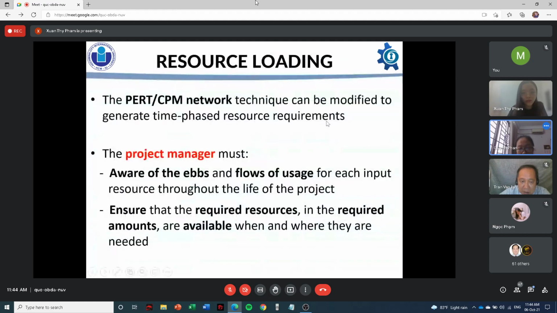Next slide, please. The PERT CPM, Project Evaluation and Review Technique Critical Path Method, what we have just learned in the previous slide, can be modified to generate time-phased resource requirements. But there are some things that the project manager must also be aware of. First, he must be aware of the ups and downs of usage, which means the up and down movement of usage for each input resource throughout the life of the project. Second, he must ensure that the required resources in the required amount are available when and where they are needed. I believe that's all the basic things we need to know regarding resource loading. So let's come to resource leveling in the next slide.